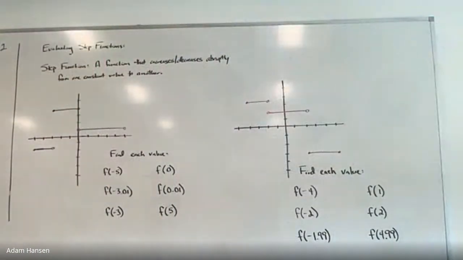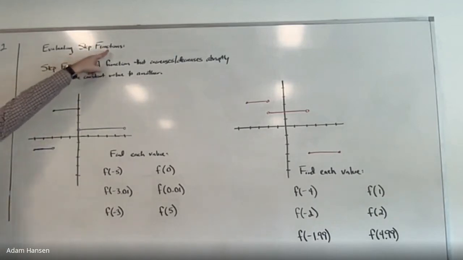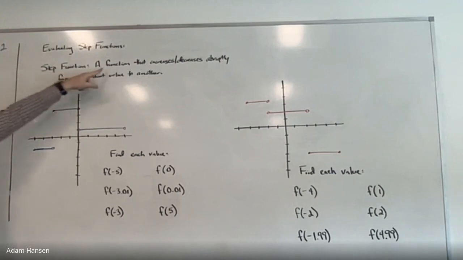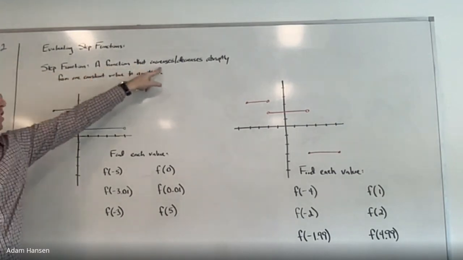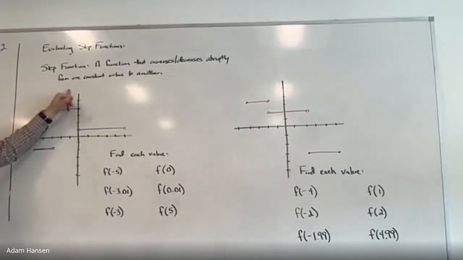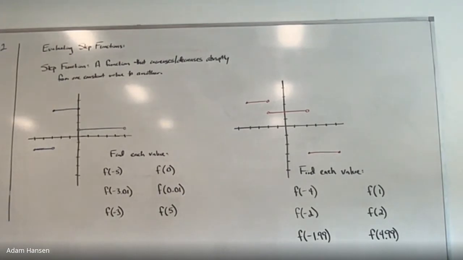Okay. Today and tomorrow, Tuesday, Wednesday, we're going to look at more on the graphs of piecewise functions. When I graph a piecewise function, its graph is what's called a step function. A step function, by definition, is a graph or function that increases or decreases abruptly, sharply, from one constant value to the other. Here's a step function.